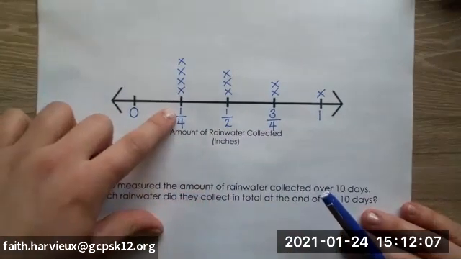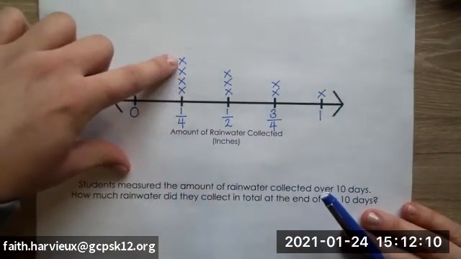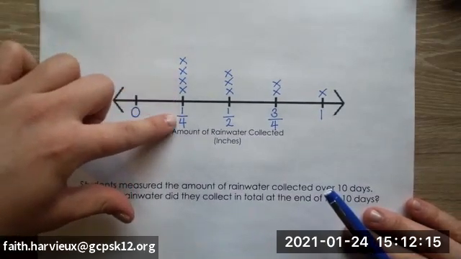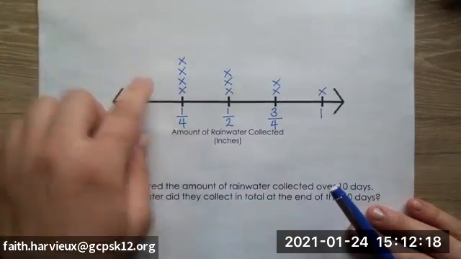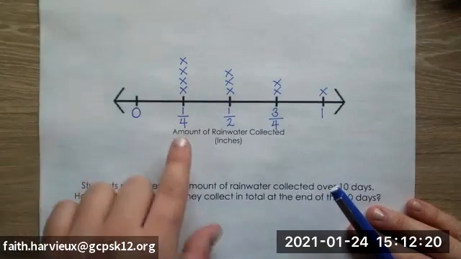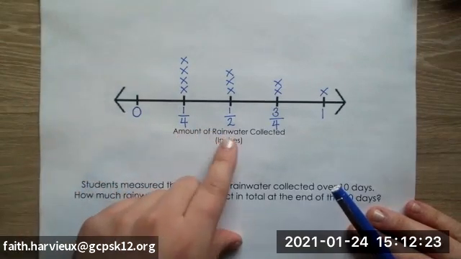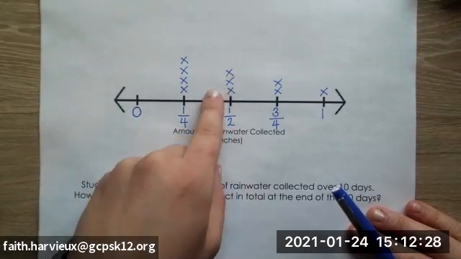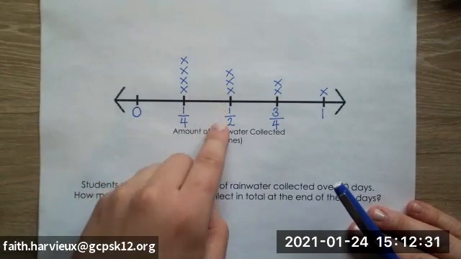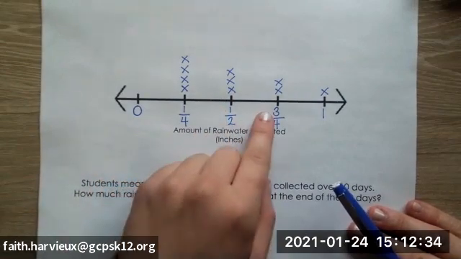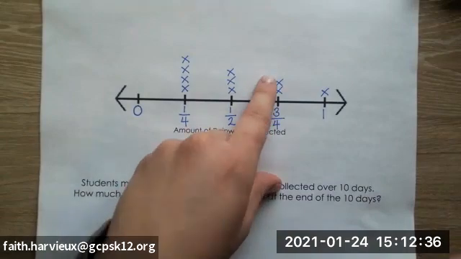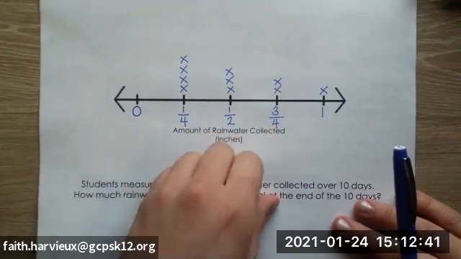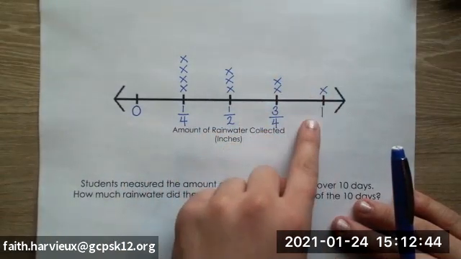And I can see here that 1/4 has 1, 2, 3, 4 X's, which must represent the days. So 4 X's represent the days for 1/4 of an inch, meaning that on 4 different days, the students collected 1/4 of an inch of rainwater. Above 1/2, it shows me 3 X's, meaning that on 3 different days, they collected 1/2 of an inch. Over here, I see that there's 2 X's above 3/4, 1, 2. So they must have collected 3/4 of an inch on 2 separate days. And then I also see an X above the 1 inch.